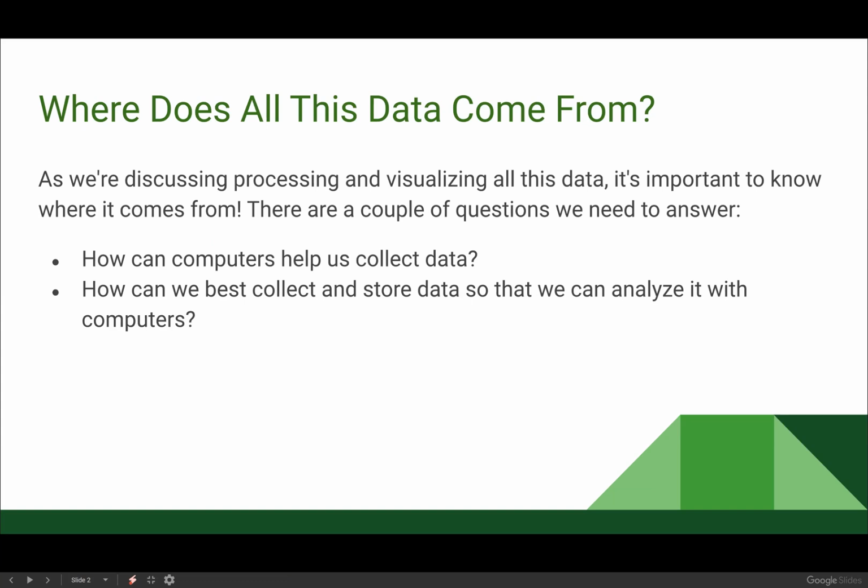As we are discussing processing and visualizing all the data, it's important to know where the data is actually being sourced from. There's a couple of questions we need to answer. Question one, how can computers help us collect data? Question two, how can we best collect and store data so that it is able to be analyzed by computers? So what can we do in our collection process to make it easier for us to analyze later down the line?